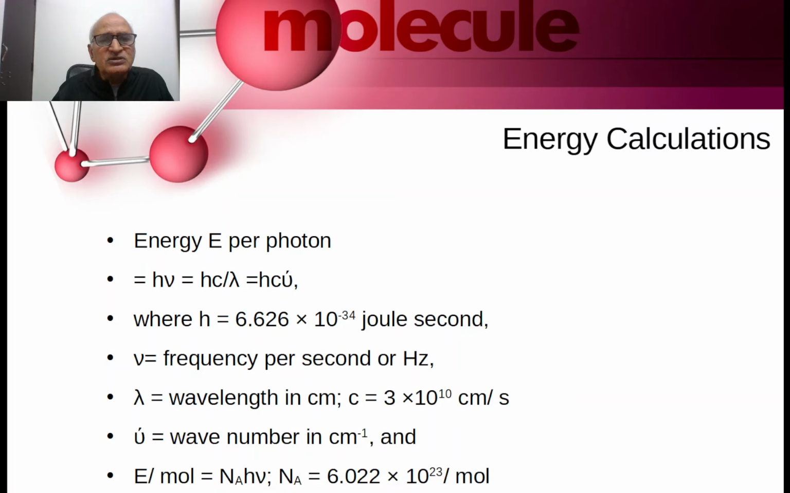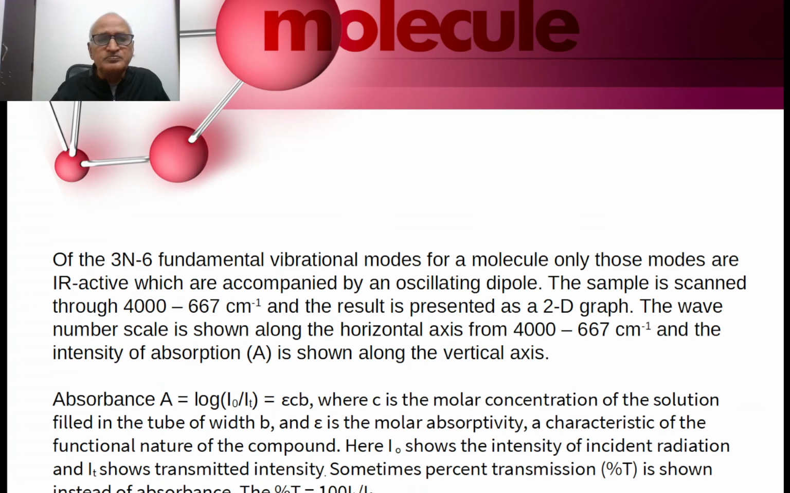Another expression is hc/λ equal to hc ν̄. Here ν̄ depicts wave number in units of reciprocal centimeter. Wave number and lambda are inversely related. Now if we want to calculate energy per mole, the above expression has to be multiplied by Avogadro number. That is all. The value of Avogadro number is 6.022 × 10^23 per mole.